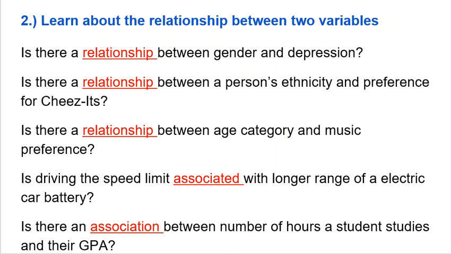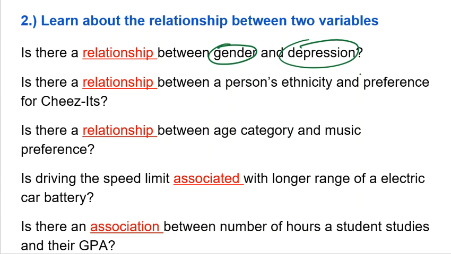So here's some good questions that you're going to look at. Is there a relationship between gender and depression? Here the two variables we're looking at are, what is your gender and do you have depression? So these are both categorical: male, female, yes, no. And is there a relationship? Males more likely, females more likely. You get the idea of what we're looking at.